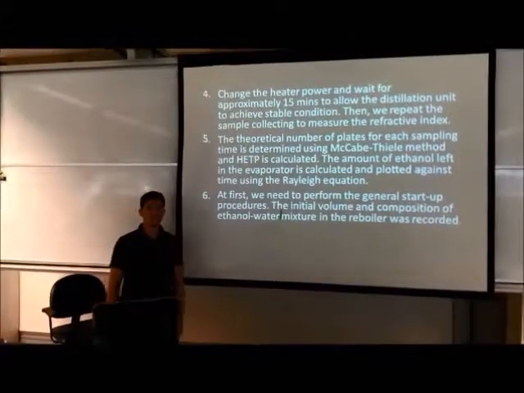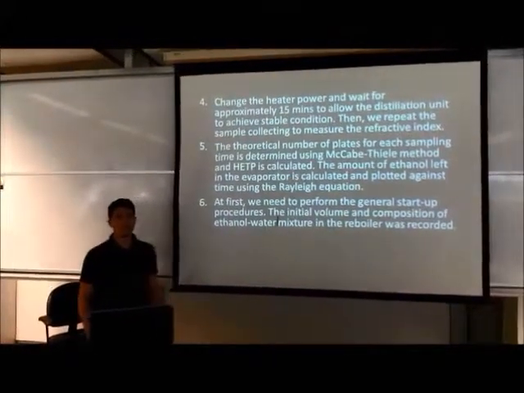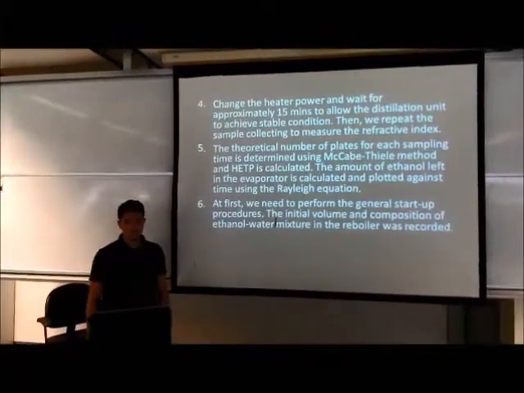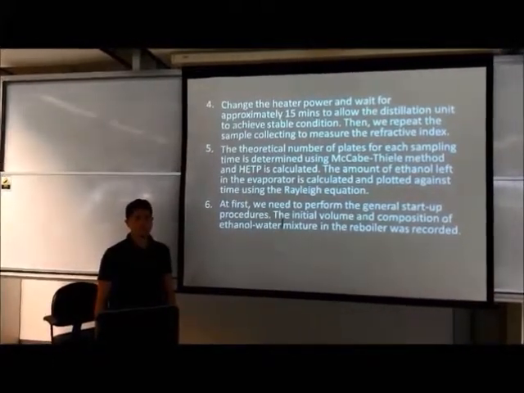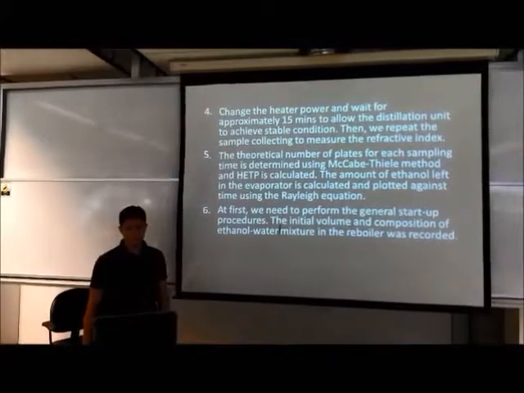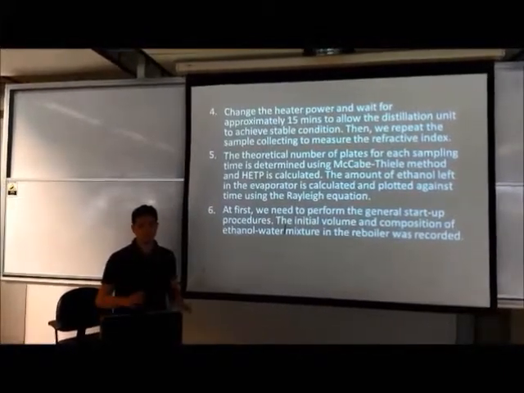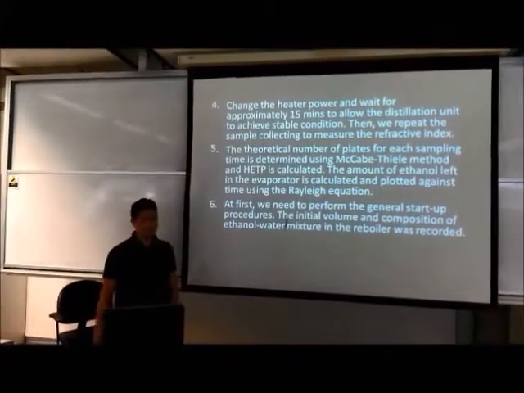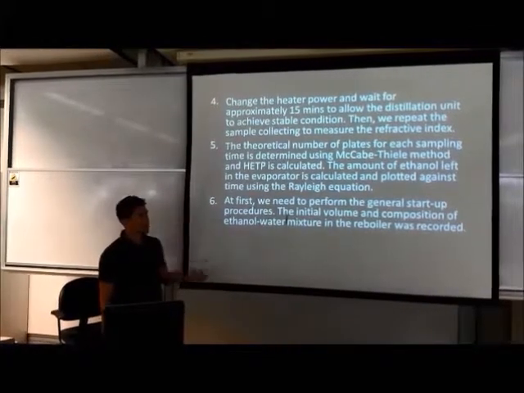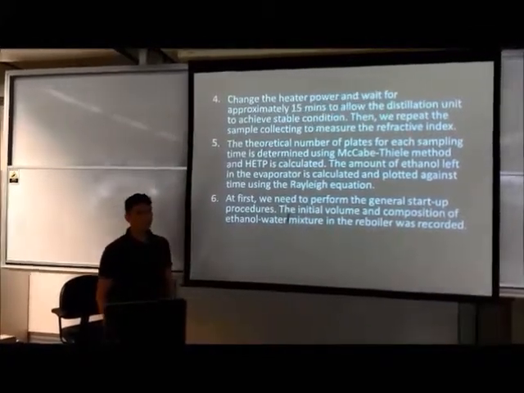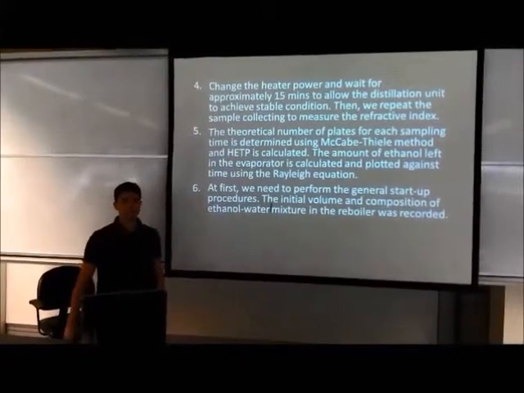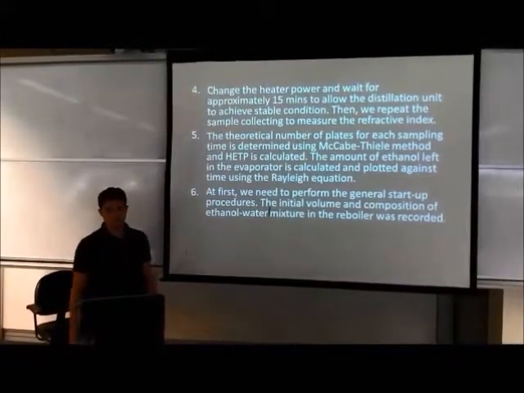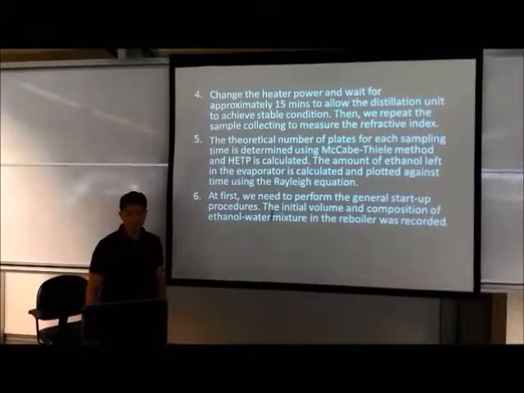For the first run, we use a heater power of 100%. Then we can change the heater power to another value and wait for 15 minutes to allow the distillation unit to achieve a stable condition. Then we repeat the same steps as in the first part of the experiment. We collect the samples for both sides, the distillate and the bottom product, and we measure the refractive index.